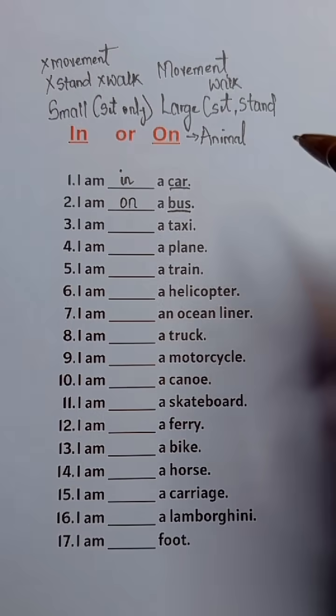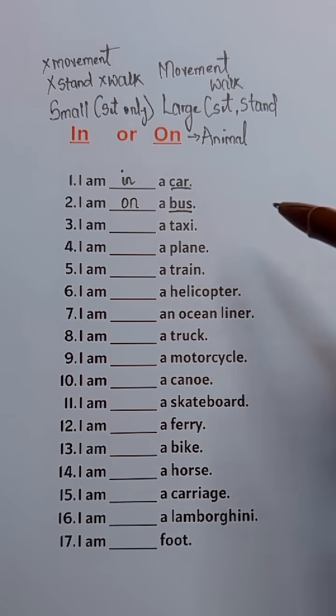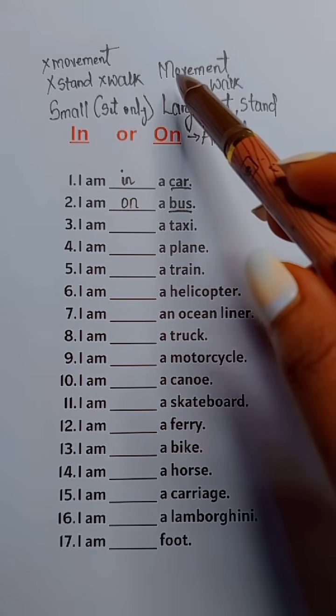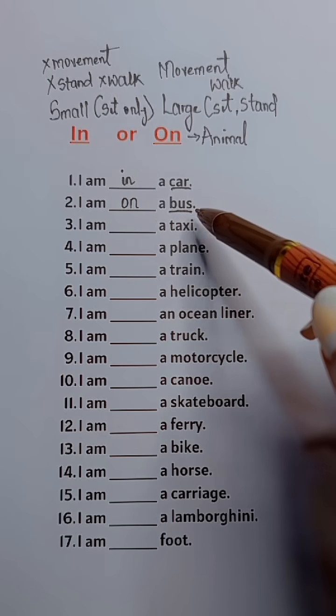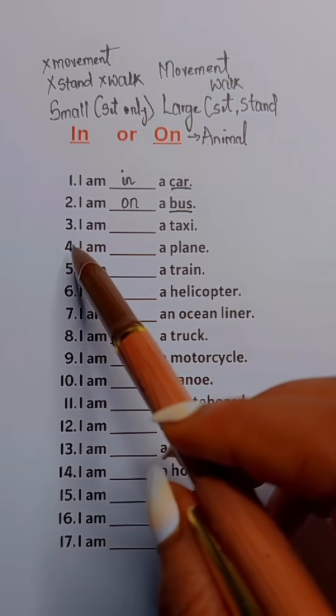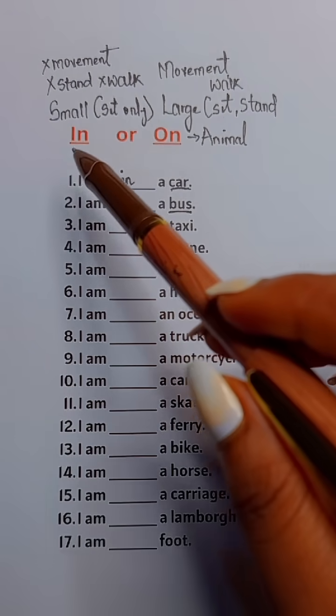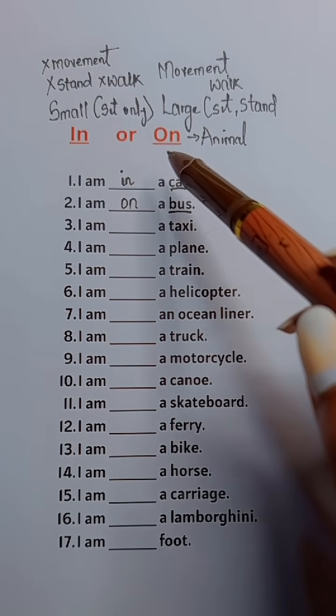A bus is a very large vehicle, very long. You can walk around. There is absolute freedom of movement on a bus. Number three, I am blank a taxi. In a taxi, on a taxi.